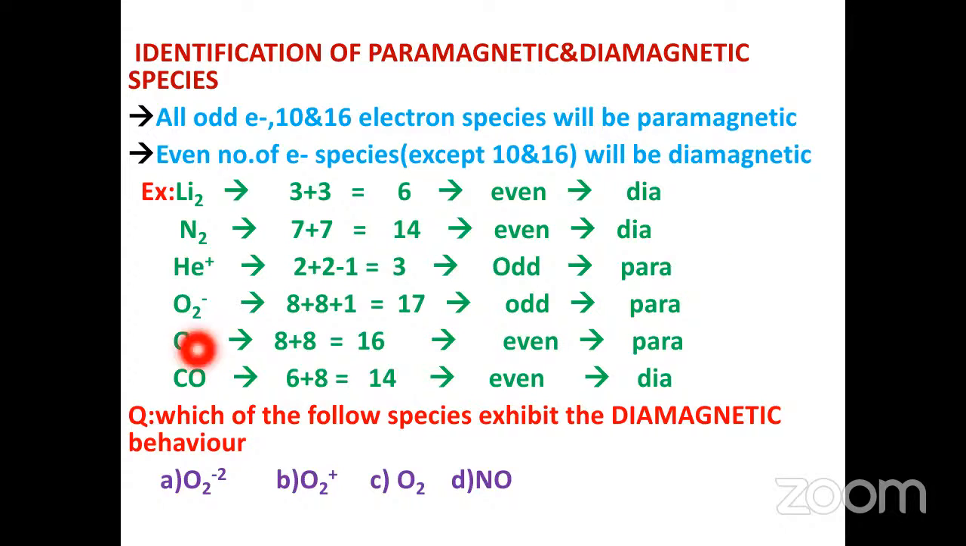Next is the O2 minus ion. How many electrons does this O2 minus ion have?